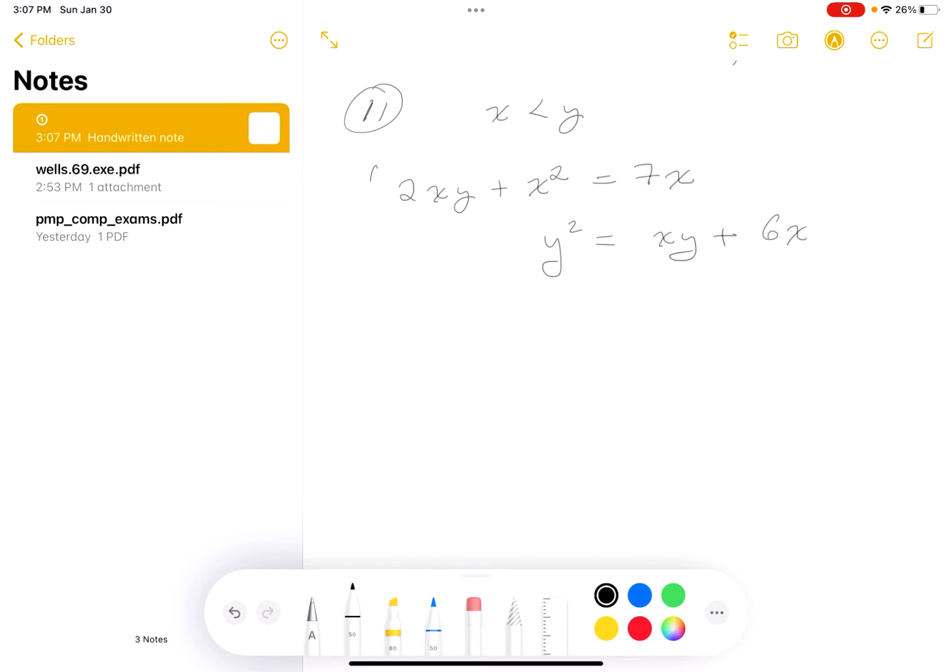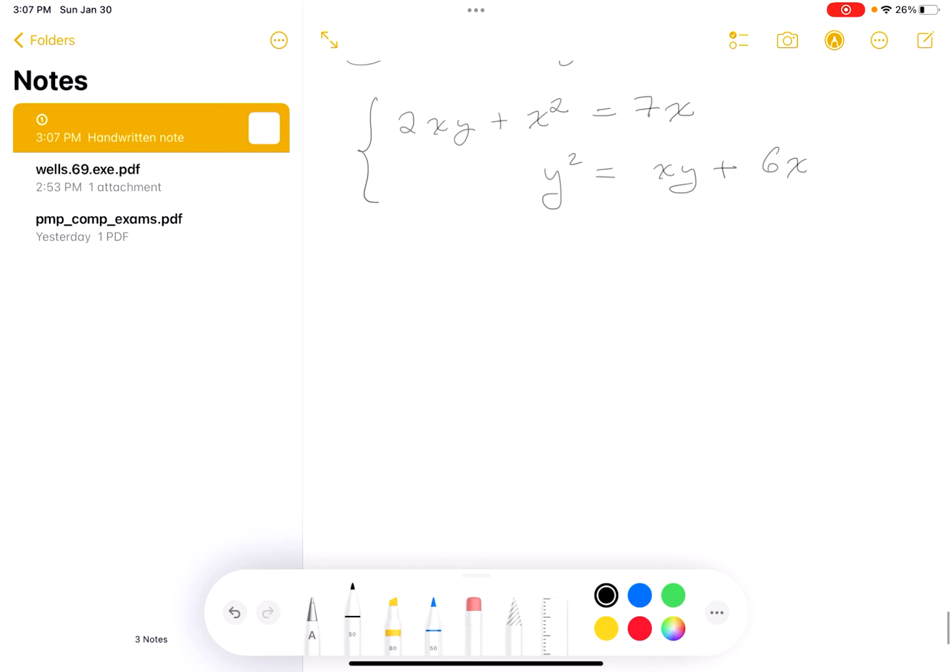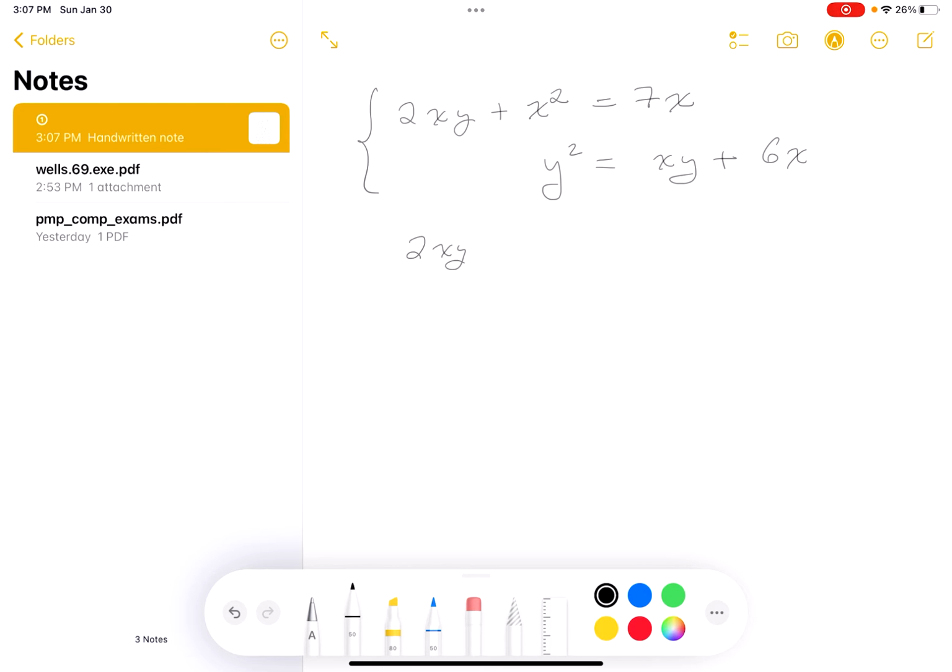Now here's the issue I always have. I look at this thing and say, I wonder how I could solve that. There's a variety of ways of doing it, and the way I'm going to do it is I'm just hoping for something easy to pop out at me. I realize there's an xy term, an x squared term and a y squared term. And I say the 7x and 6x, if I could get rid of those, maybe I could get something that factors out. So I'm going to write this down a little differently, as 2xy plus x squared is equal to 7x.